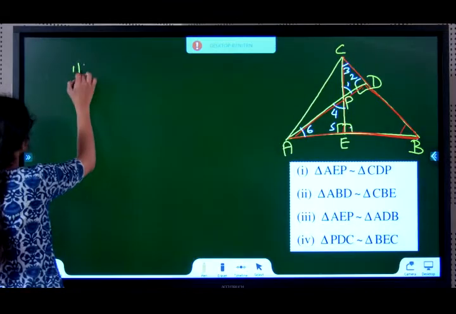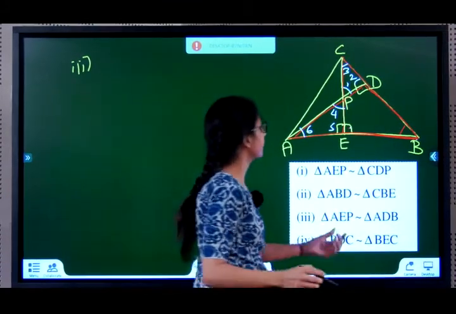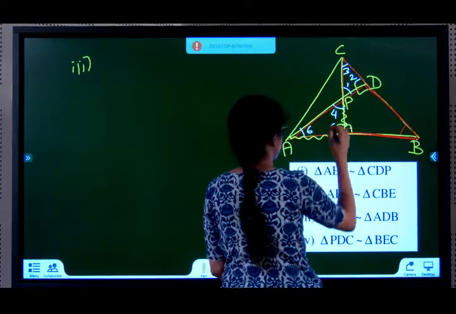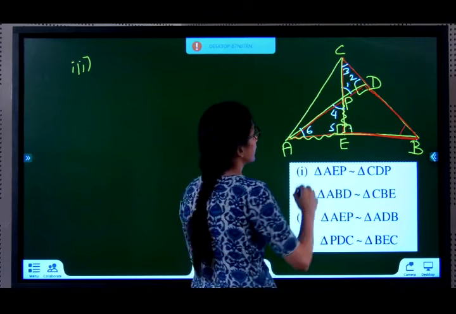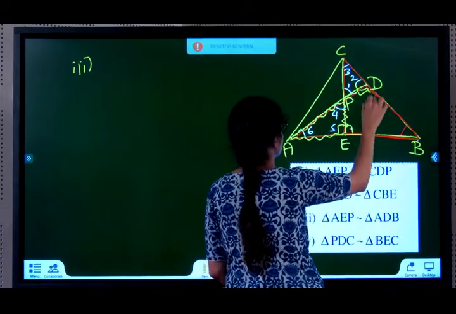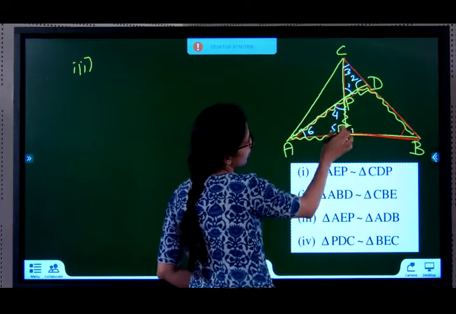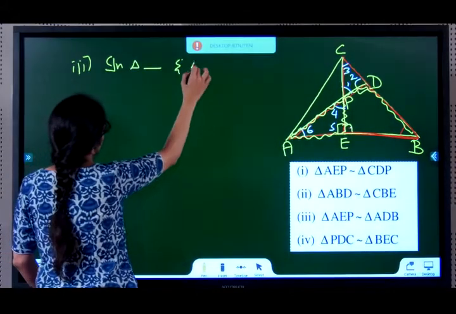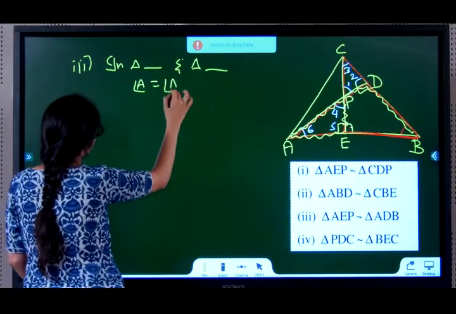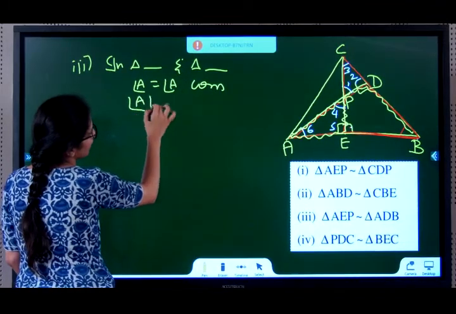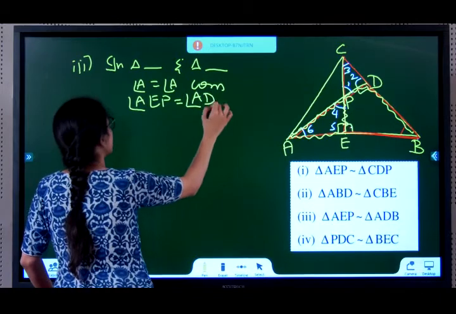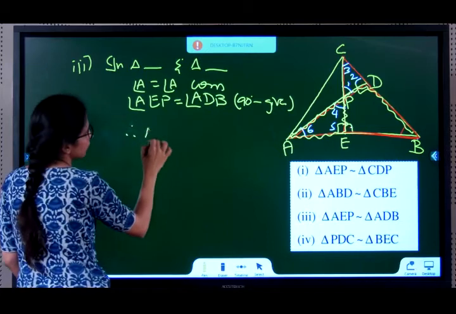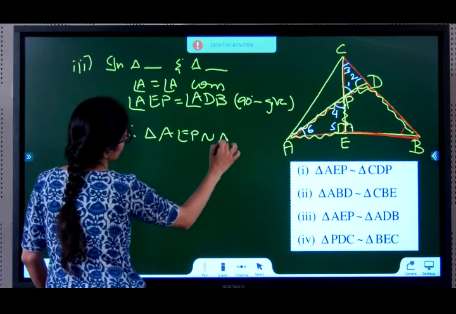Third one, triangle AEP is similar to triangle ADB. Angle A equals angle A common, 90-90. So write down in both the triangles, name it. Angle A equals angle A common, and we have angle AEP equal to angle ADB, 90 degrees, given. Therefore, triangle AEP is similar to triangle ADB.